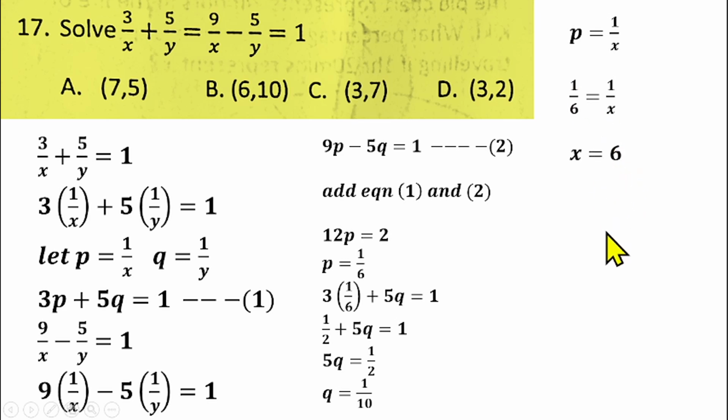Then having known that, you can now find the value of our y also, knowing that our q here is 1 over 10. So recall that our q is equal to 1 over y, and our q is 1 over 10. You have 1 over 10 equals 1 over y. You can also cross multiply or invert these two fractions, that gives us y to be equal to 10. So that means our answer is going to be 6 comma 10. x is 6, y is 10, which is option B.